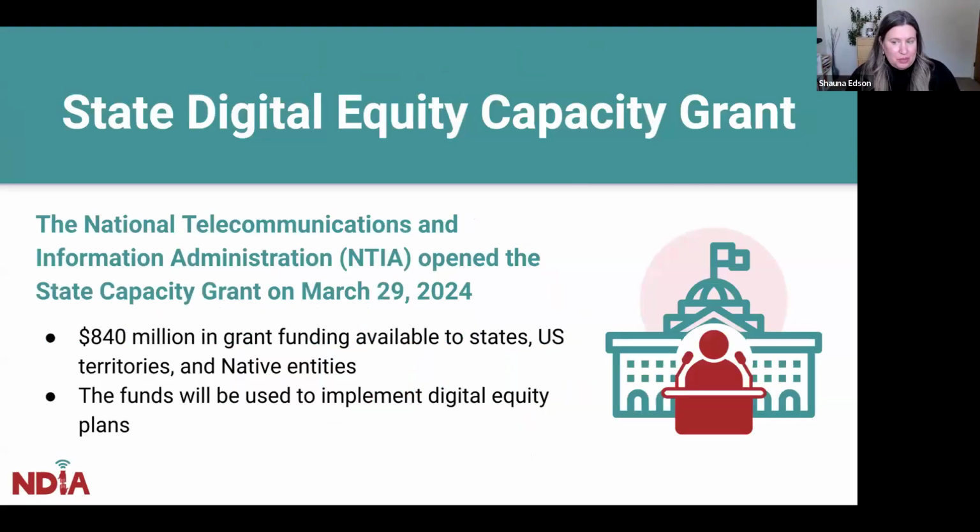So I'll spend a few minutes talking about the State Digital Equity Capacity Grant Program. NTIA received all applications for the program, with $840 million in grant funding available to states, territories, and Native entities. States will use these funds to put their digital equity plans into action. And this matters to the NDIA community because you'll see new digital inclusion activities and programs emerge during the next couple of years. And states may award subgrants to organizations doing digital equity work in their state. Okay, next slide.